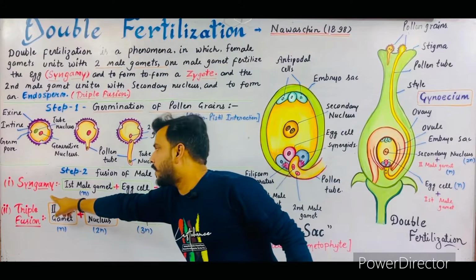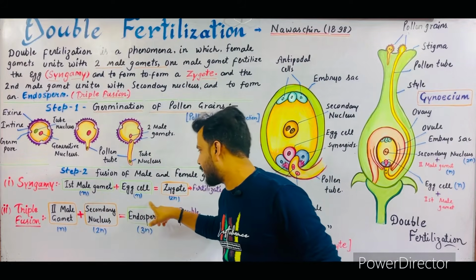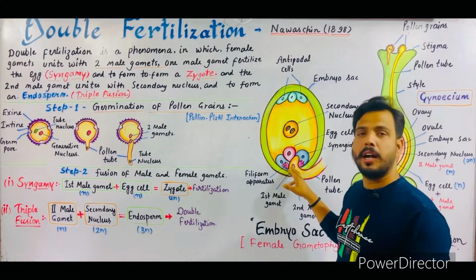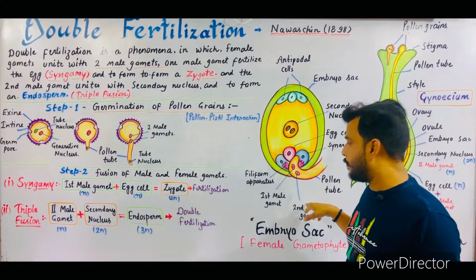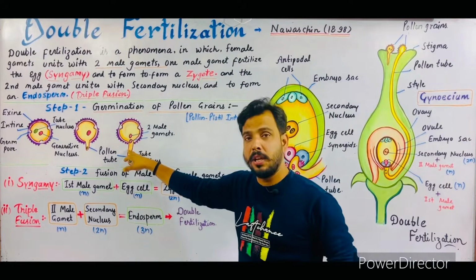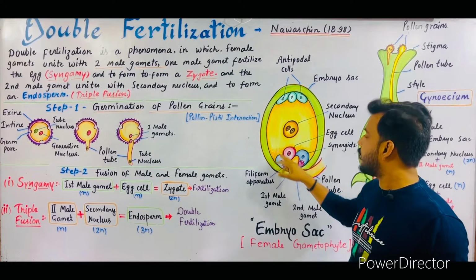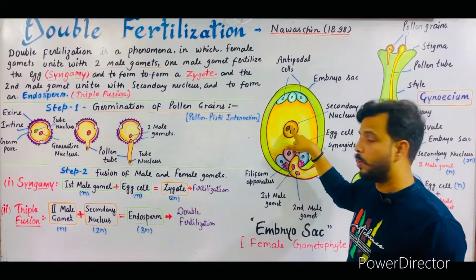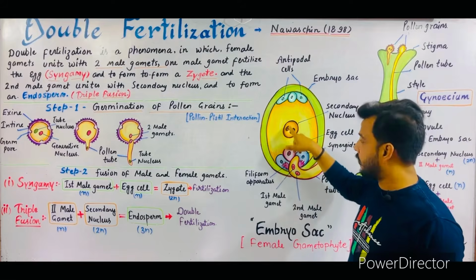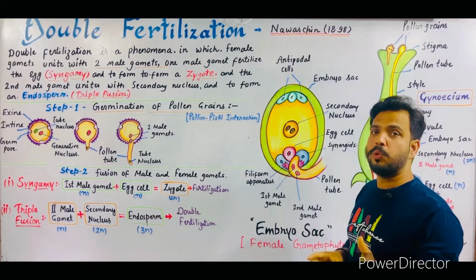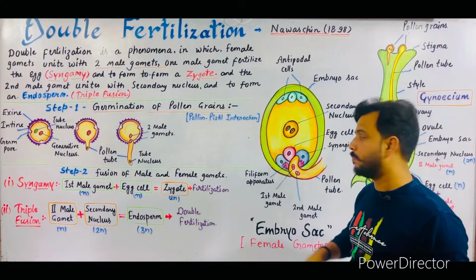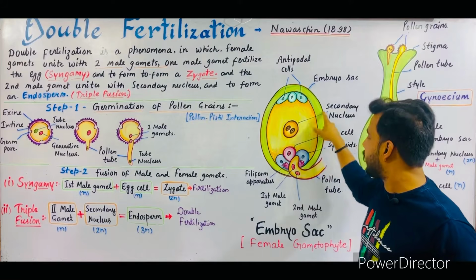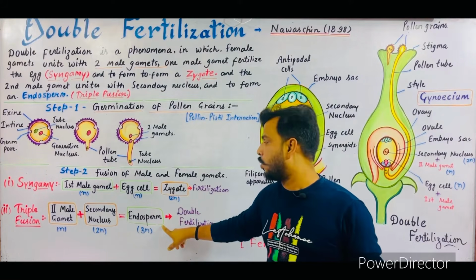So the first step is syngamy, in which the first male gamete fuses with the egg cell to form a zygote, and the process is known as fertilization. Now, after the formation of the zygote, as we know that we have two male gametes, the second male gamete enters inside the embryo sac and fuses with the secondary nucleus, or the two polar nuclei. This second male gamete and the secondary nucleus fuse together to form a triploid structure called the endosperm.